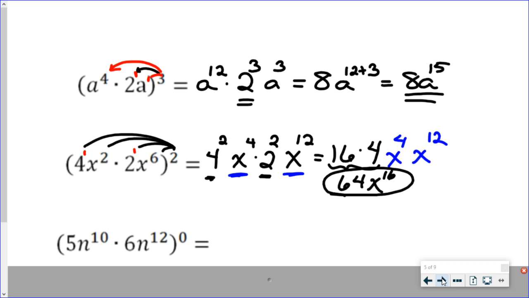Okay, you distribute, and when I put 1s here, what I notice is I'm distributing a 0, which makes everything to the power of 0. So what is anything to the power of 0? 1. That's a tricky one. It's almost too easy.